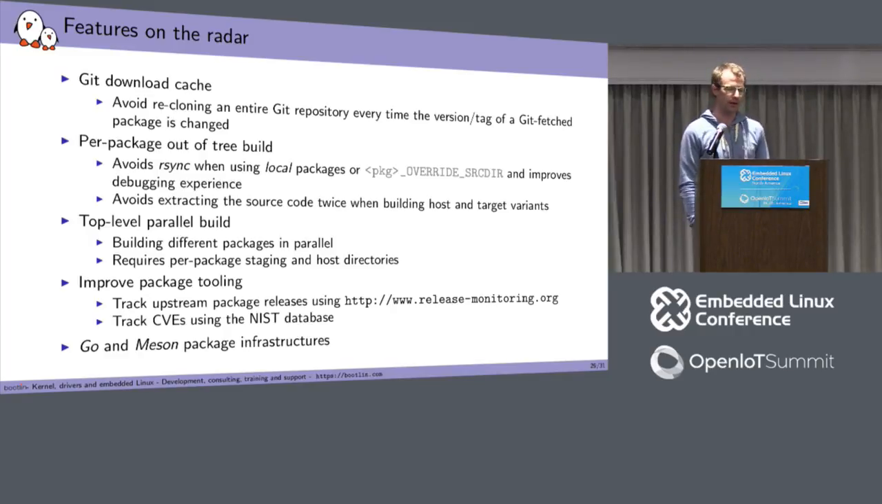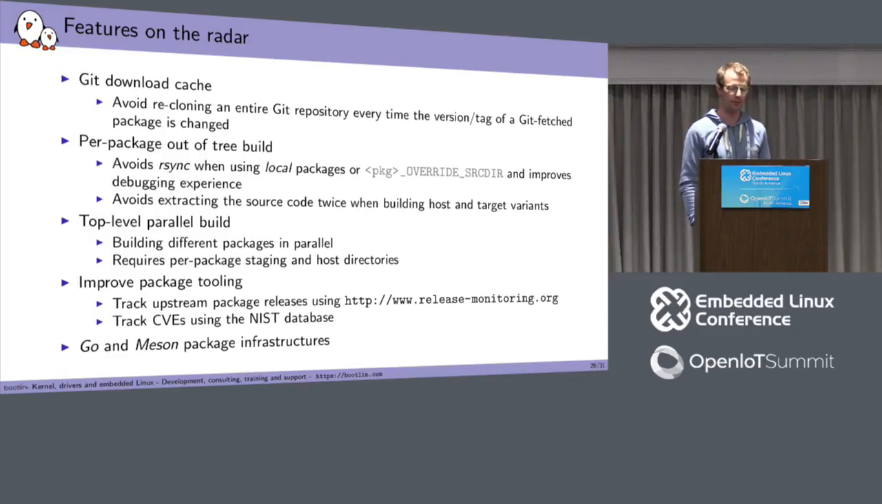Another topic I've been working on at the end of last year, and I hope to be back to it in the next few weeks or months, is top-level parallel build. So right now, Buildroot builds each and every package in a completely sequential way. Inside each package, we use make -j something to make use of your multiple CPU cores, but the packages are built sequentially against each other, so we can guarantee that the build is reproducible.